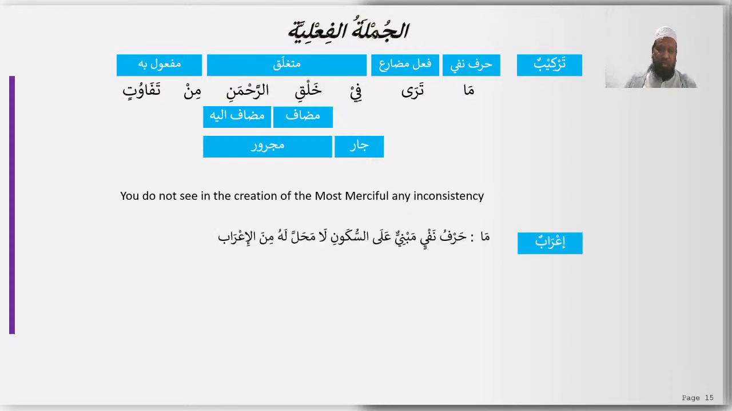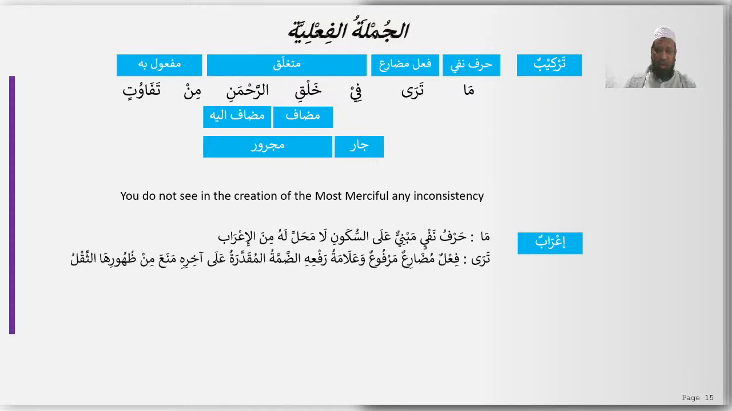إعراب ما حرف نفي مبني على السكون لا محل له من الإعراب ترى فعل مضارع مرفوع وعلامة رفع الضمة المقدرة because فعل مضارع is مرفوع and it shows إعراب with the ضمة, but over here we don't see ضمة. Why? Because ضمة is مقدر. الضمة المقدرة على آخره. Why don't we see it? Why isn't it visible? منع من ظهور الثقل. ضمة on the ي is heavy. والفاعل ضمير مستتر وجوبا تقديره أنت.